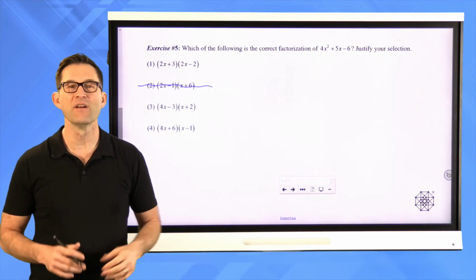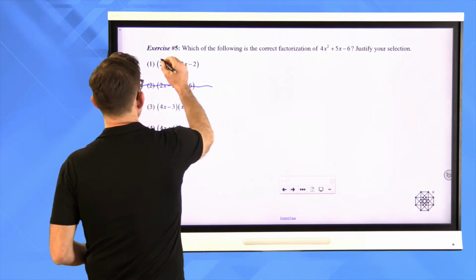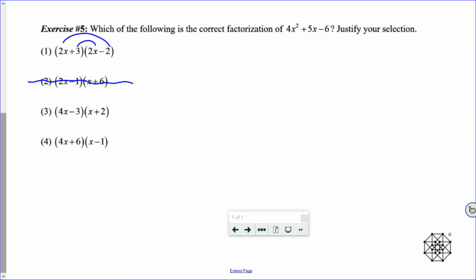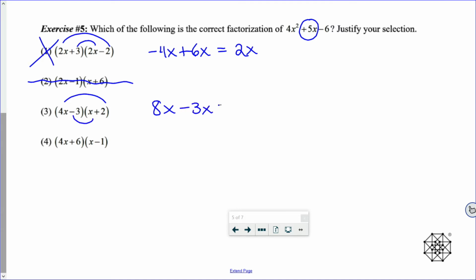All right, I always love thinking about this as the double rainbow. We've got this and this, right? So my linear term here is going to be negative 4x plus 6x, which is equal to 2x. I'm looking for a 5x. That one's wrong. All right, this one I'm going to have 4x times 2, which is going to be 8x. Negative 3 times x is minus 3x. 8x minus 3x is 5x. And that is my winner.